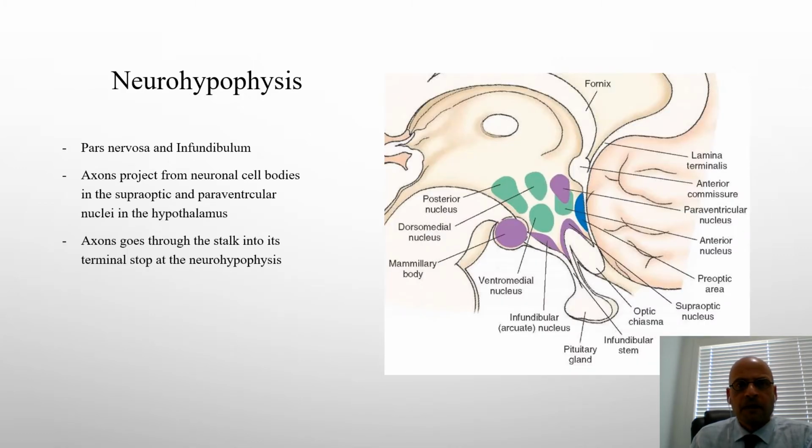The neurohypophysis, as we all know, is a continuum with the neuronal cells from in particular the supraoptic cells here and the paraventricular cells. These axons will land and terminate in the neurohypophysis, which is a non-secretory part of the pituitary gland.